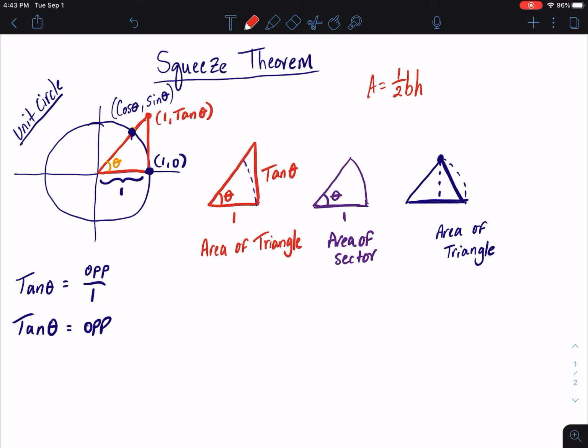Okay, and so that's going to help us when we come over here to this red triangle. And we're going to find the area of that triangle. Area is 1/2 base times height. So we're going to have 1/2. Our base is going to be 1, and our height is tangent. So we're going to have 1/2 tangent theta, which we could write as just tangent theta over 2.